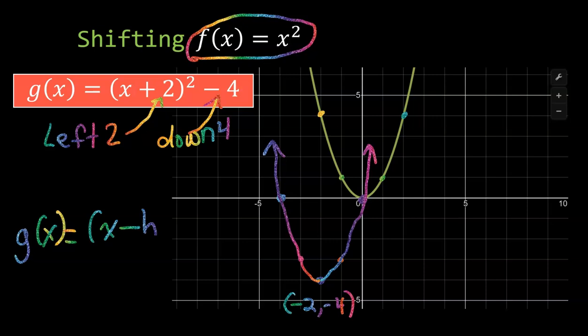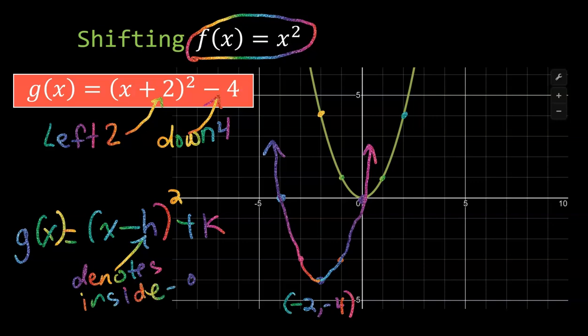x minus h squared plus k. The reason why we do minus h right here is to denote that inside it does the opposite of what the sign is, and the outside does the same, so the plus k stays. Okay, and that is what the general form of an equation looks like. So in the next video, you are going to see how the graph will be stretched, compressed, and maybe even flipped over.